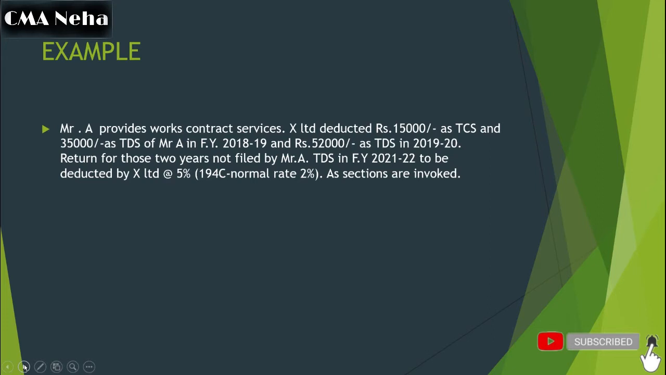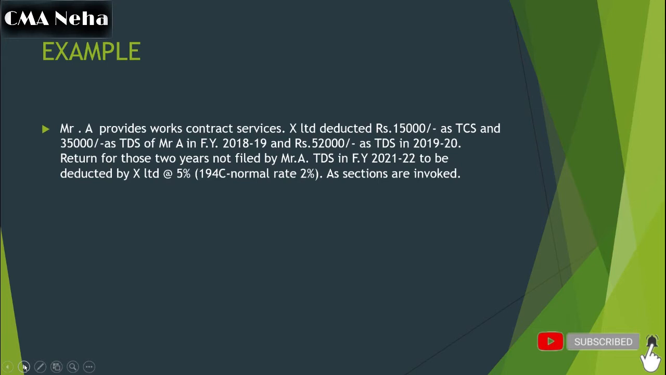So return for those two financial years 18-19 और 19-20 दोनों का ही रिटर्न मिस्टर ए ने फाइल नहीं किया था. So as per the applicable condition, now TDS in the financial year 21 and 22 to be deducted by X Limited at the rate of 5%. The reason ये है कि section says that double the rate और 5% whichever is higher. So 194C works contract में deduct होता है वो 2% है. So 2% into 2 is 4%, but I have to go with the higher rate. That's why it came to 5%.